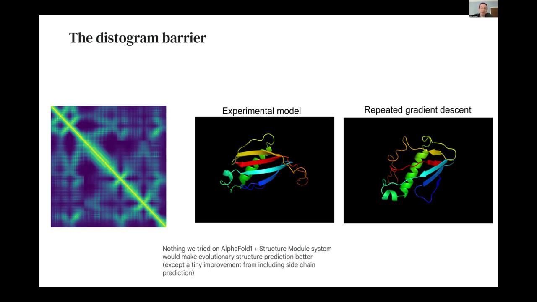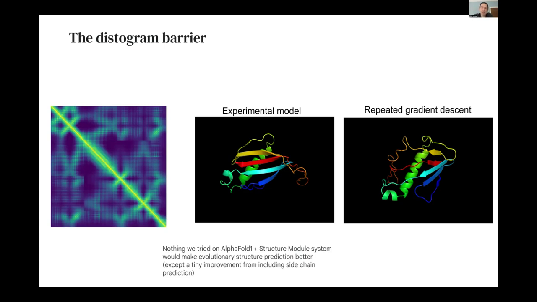And we started to refer to it as the distogram barrier, that it became pretty clear that most of the really good stuff was still happening in the distogram. The structure module was realizing a good version of it, but the structure module didn't have the ability to kind of transformatively improve it.